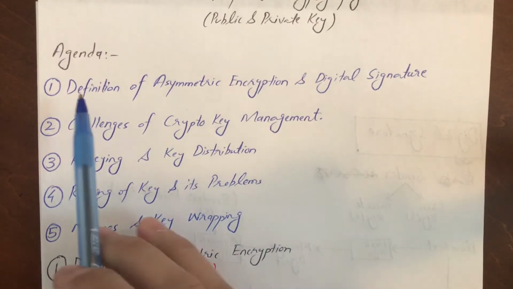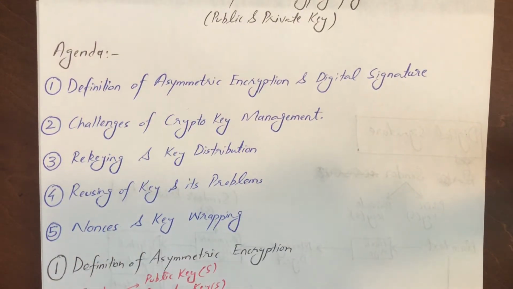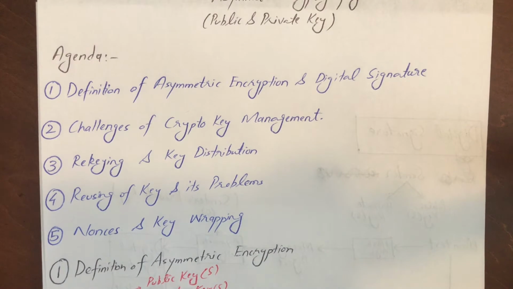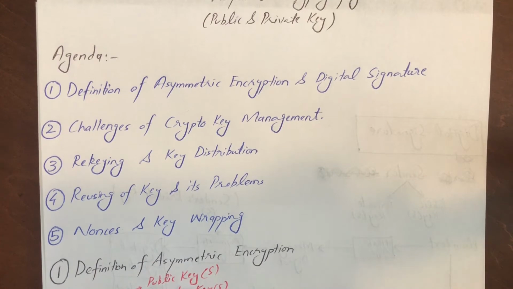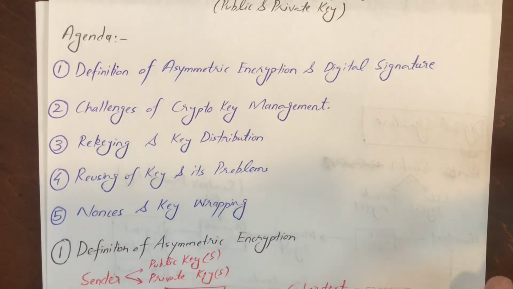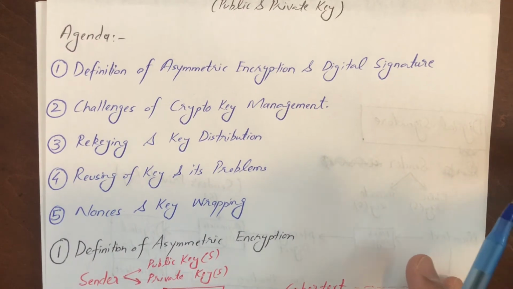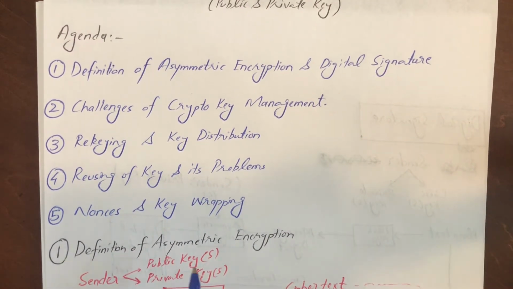We'll start with the definition of asymmetric encryption and the definition of digital signatures, how we can create digital signatures, how the receiver can verify the sender's signature. Then we'll discuss some challenges of crypto key management: how we can rekey, why we need to change the key, how we can distribute the keys, the problem of reusing a key, what the problems could be, and what the role of nonce and key wrapping is.